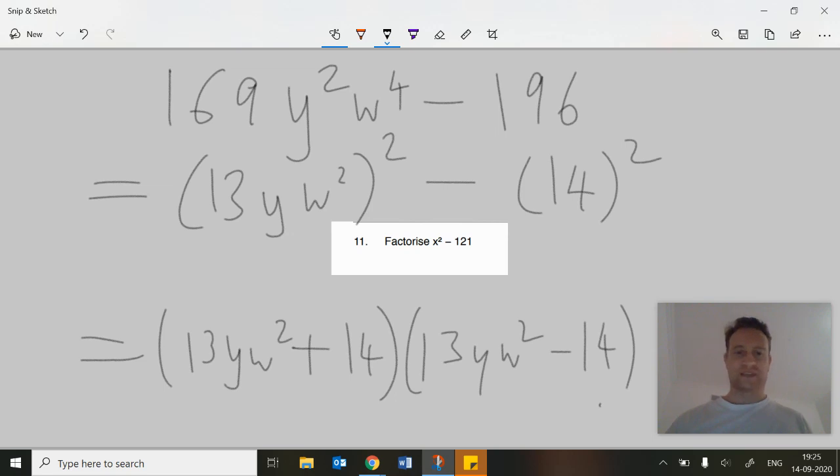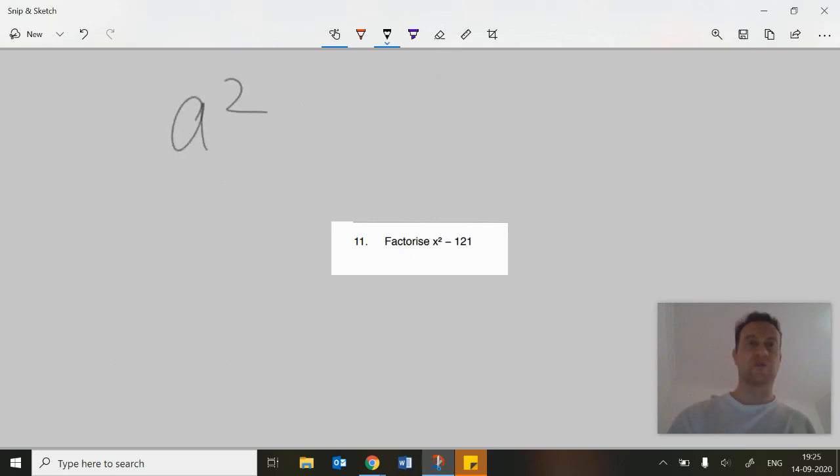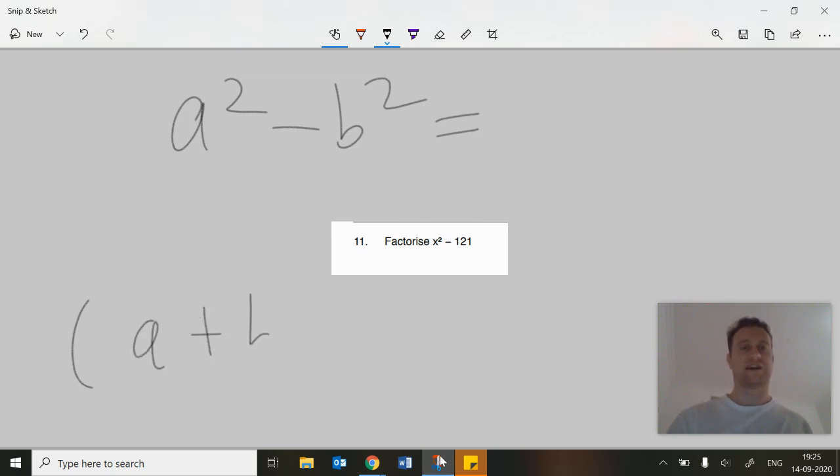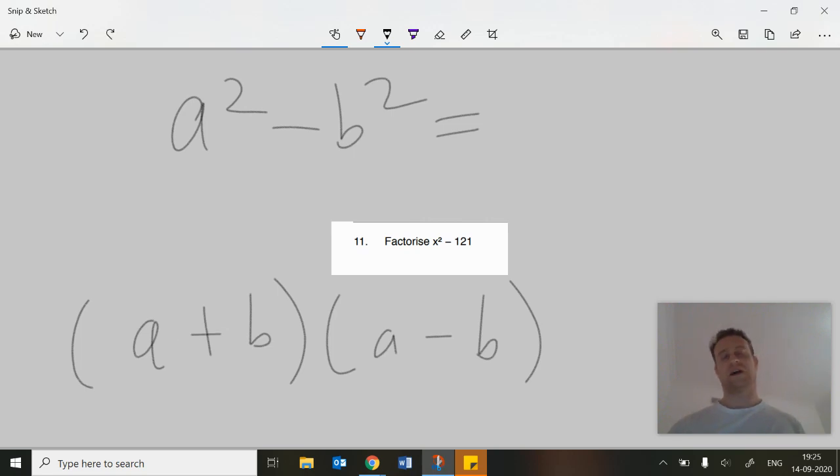Okay, guys, we're done with that. Hopefully that was useful. Let's just recap the format for the last time. If you can see you've got something squared take away something squared, it's a plus b times a minus b, or likewise a minus b times a plus b, either way around.